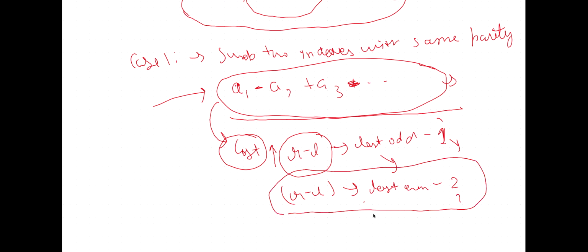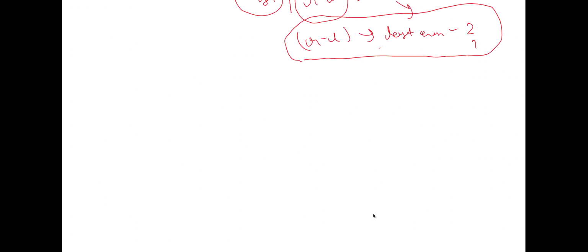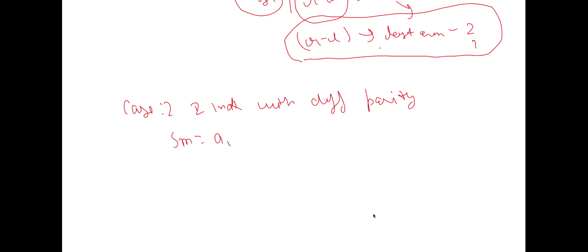Okay. Now, what if we are taking two indexes with different parity? So let's say that you have sum Sm is equal to a1 minus a2 plus a3 minus a4 plus a5 minus a6 and so on. And you swap some indices with different parity. One is odd and one is even.